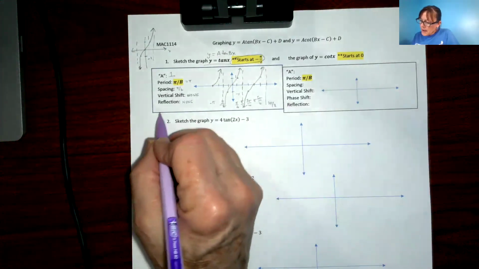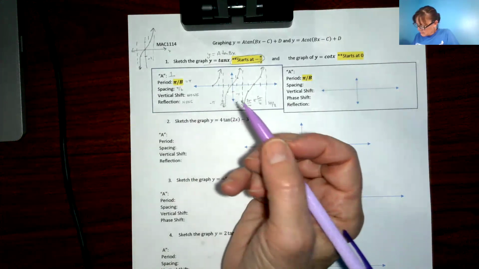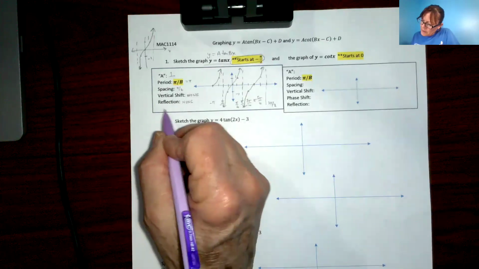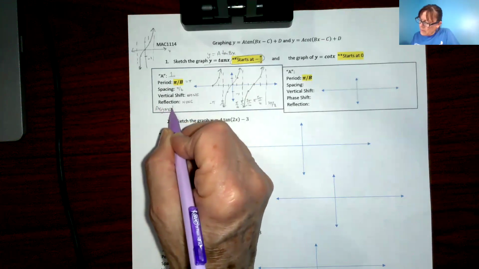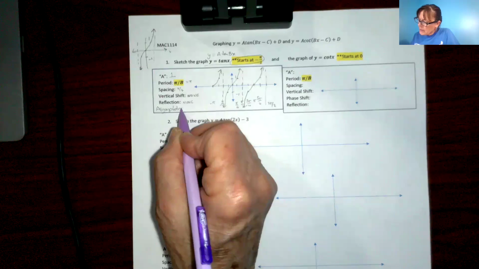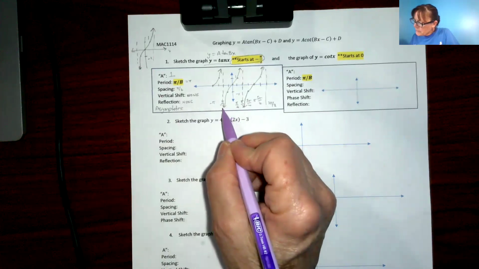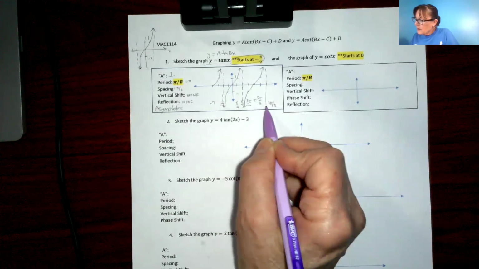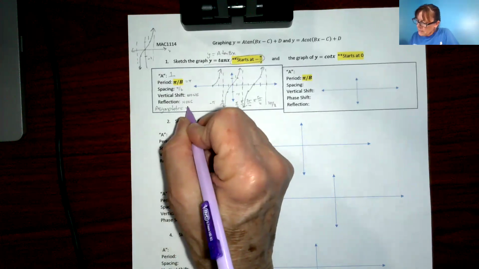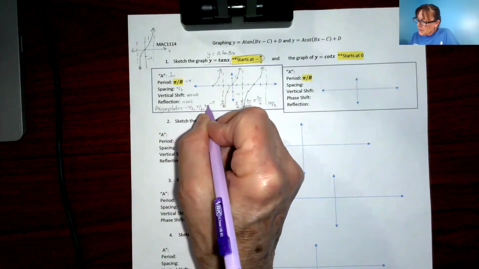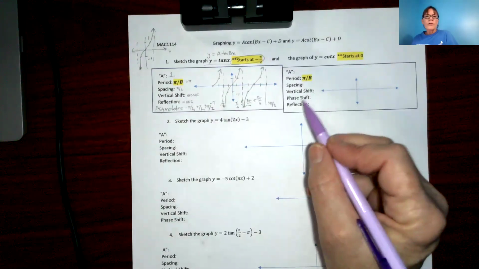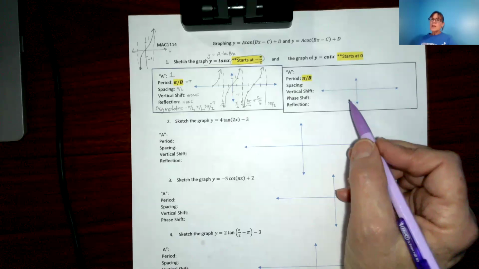So the vertical asymptotes, which I left off this worksheet, I'll add them now. Where are they occurring? They are occurring at negative pi over 2, pi over 2, 3 pi over 2. Negative pi over 2, pi over 2, 3 pi over 2.